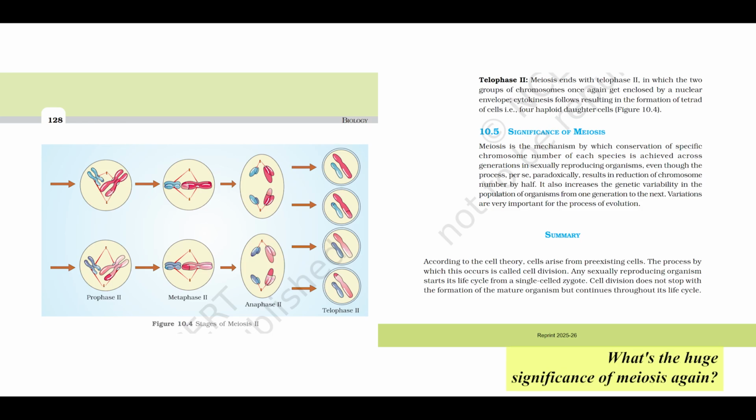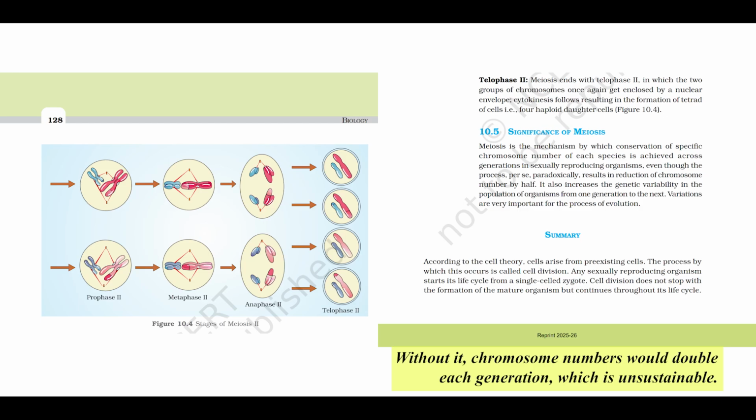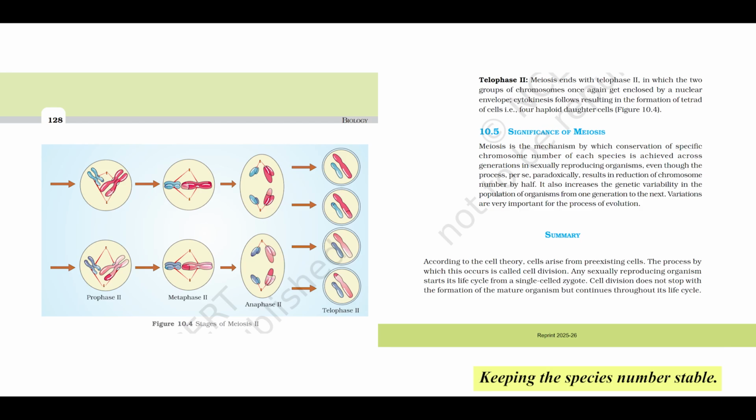So bringing it all together, what's the huge significance of meiosis again, besides just making gametes? Great question to summarize. The significance of meiosis is profound, especially for sexually reproducing organisms. 1. Conservation of chromosome number. As we discussed, meiosis is essential for maintaining the specific chromosome number of a species across generations. By halving the number in gametes, n, fertilization restores it, n plus n equals 2n. Without it, chromosome numbers would double each generation, which is unsustainable. Keeping the species number stable.